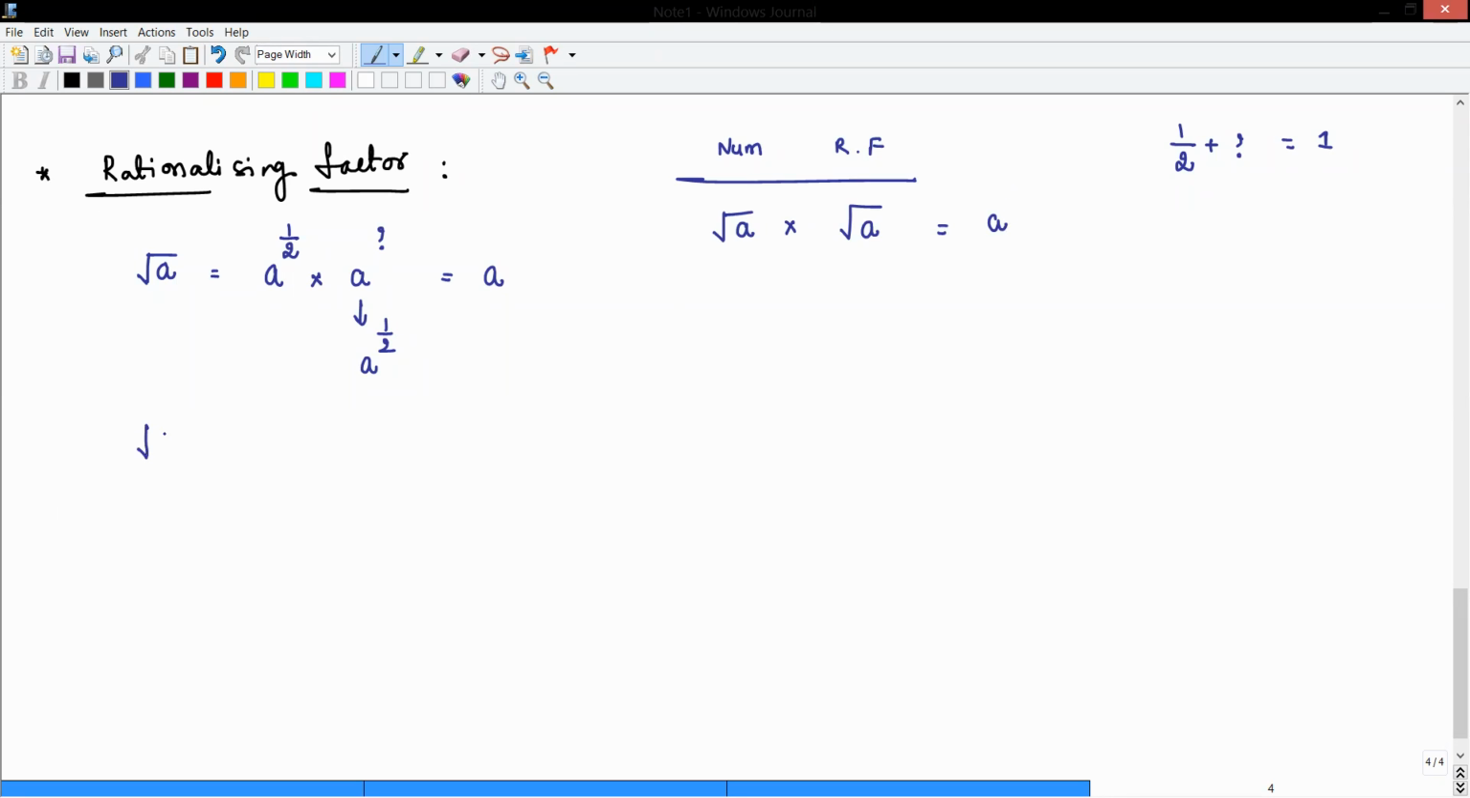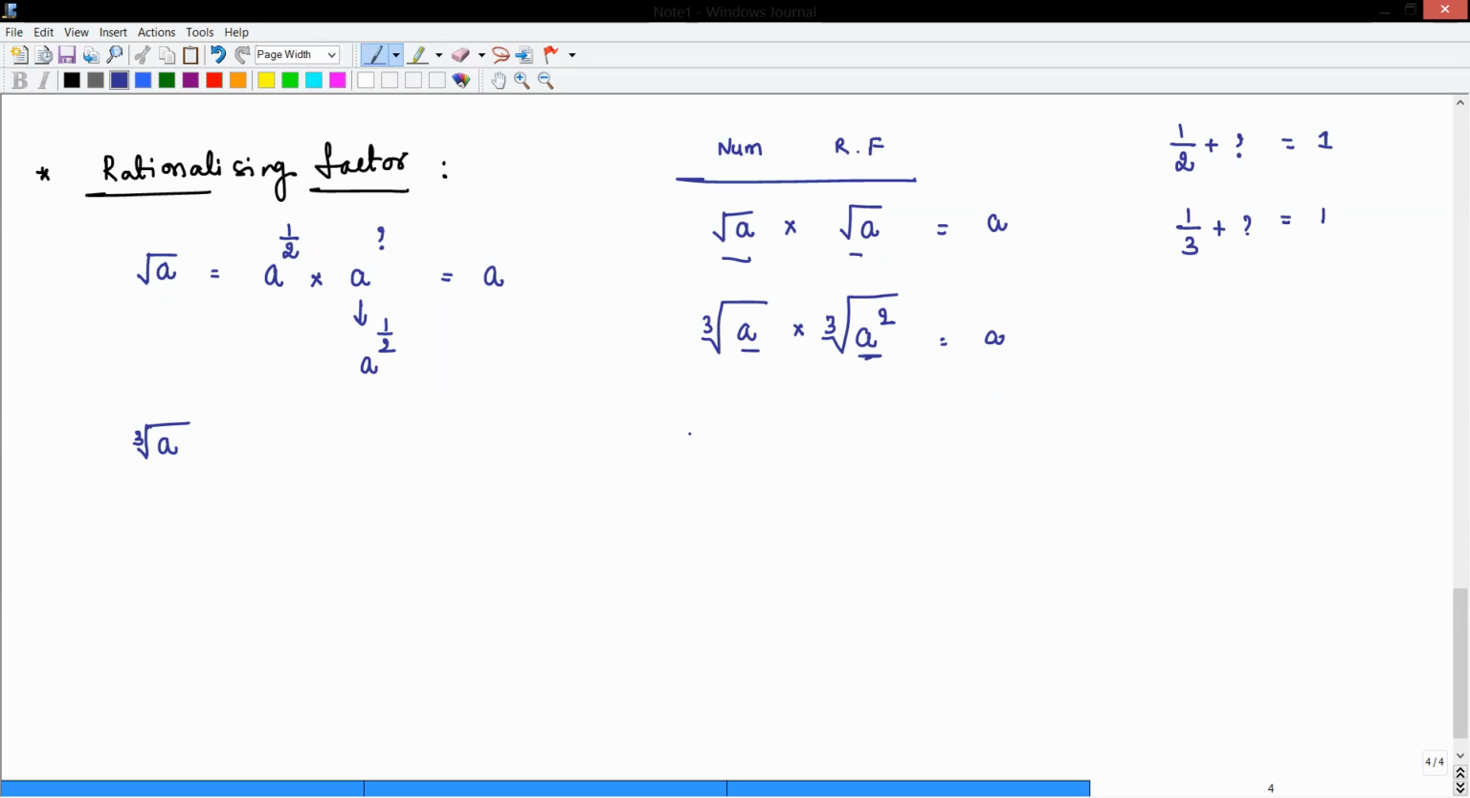Suppose if it is cube root of a, you have a power 1 by 3. How much you need to add in order to make it 1? 2 by 3. So when I say cube root of a, you take it cube root only. But 2 by 3 means a square. Put together, it should match cube is equals to a. So this becomes the rationalizing factor of this, and this becomes rationalizing factor of this, and vice versa. You can say it in both the ways.